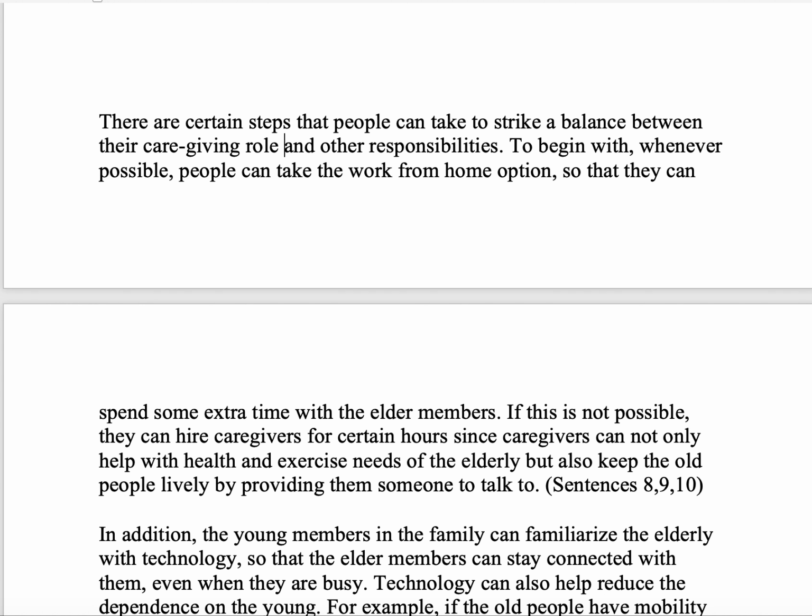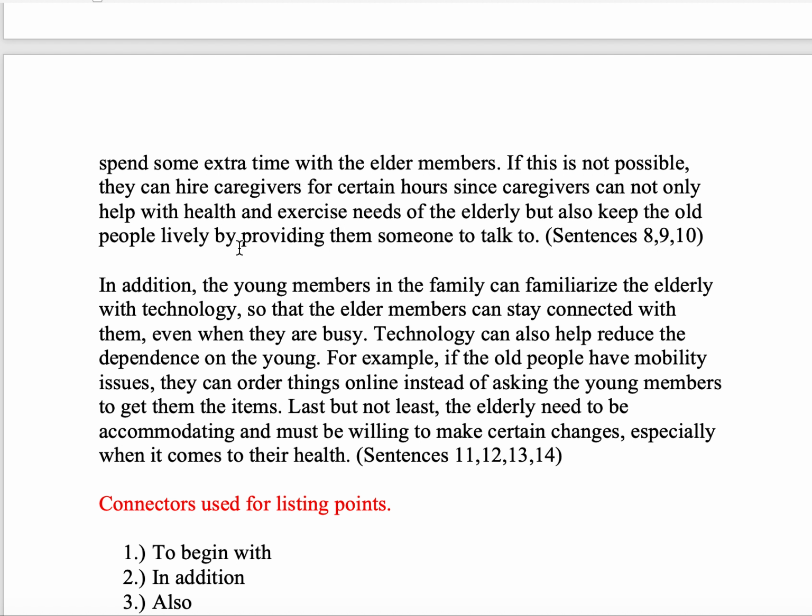And in addition, now in the third paragraph, I've started with "in addition." So this means that another point is coming up. In addition, the young members in the family can familiarize the elderly with technology so that the elder members can stay connected with them even when they are busy. So, this is one thing that the young people can do. They can familiarize the elderly with technology so that the elders can stay connected with them even when their children are busy in their work.